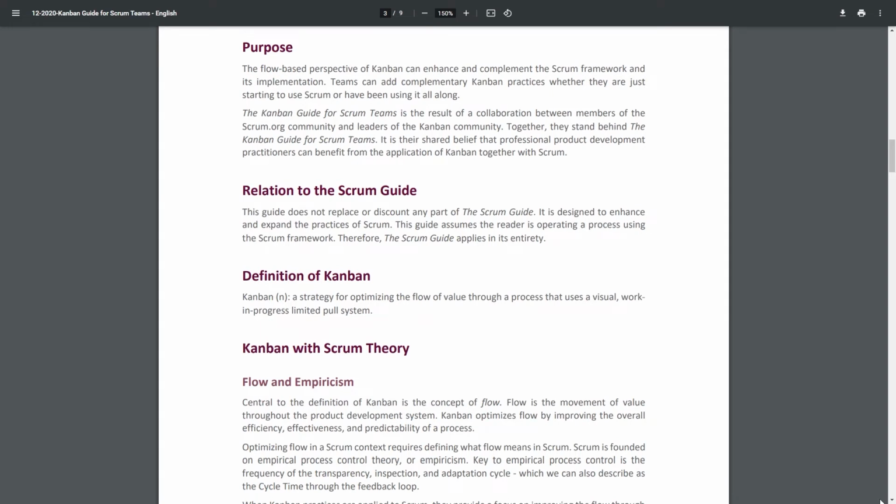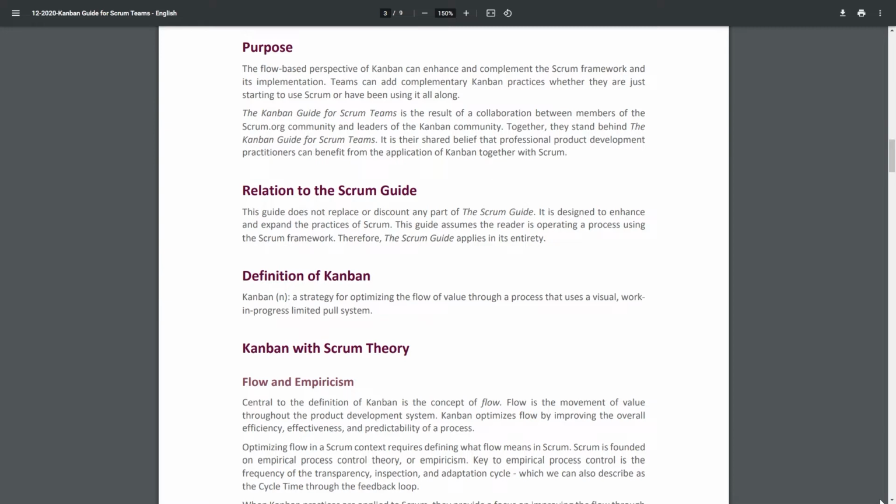Purpose. The flow-based perspective of Kanban can enhance and complement the Scrum framework and its implementation. Teams can add complementary Kanban practices, whether they are just starting to use Scrum or have been using it all along. The Kanban Guide for Scrum Teams is the result of a collaboration between members of the Scrum.org community and the leaders of the Kanban community. Together, they stand behind the Kanban Guide for Scrum Teams. It is their shared belief that professional product development practitioners can benefit from the application of Kanban together with Scrum.